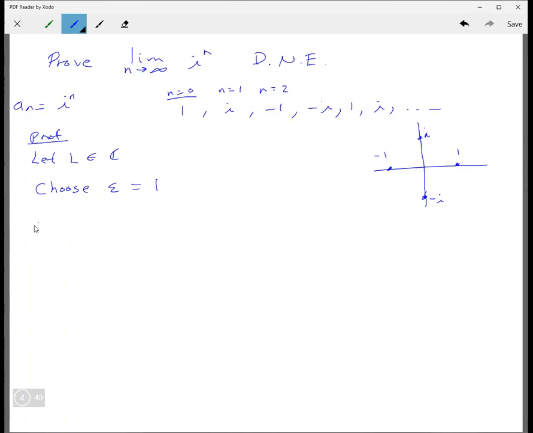And then one way that you can do it is you can say case 1. The real part of L is greater than or equal to 0. So that means you're over here in the right half plane. That means that the distance between 1 minus L is greater than 1, which is epsilon. We've chosen epsilon to be 1. And so 1 minus L is greater than 1.